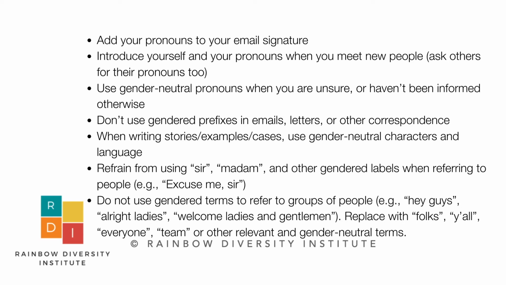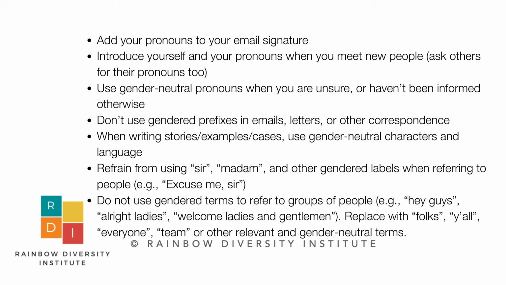So some tips for how you can use pronouns to be more gender inclusive. One of the things you can do is add pronouns to your email signature. This helps to signify to folks that you have a recognition of pronouns and that you understand their significance and importance. And you're normalizing the practice of sharing pronouns and asking for pronouns and not just assuming what someone's pronouns are. Similarly, this is true when you introduce yourself and your pronouns when you meet new people and ask for other people's pronouns too. You can use gender neutral pronouns when you're unsure or if you haven't been informed of someone's gender identity or what pronouns they use.